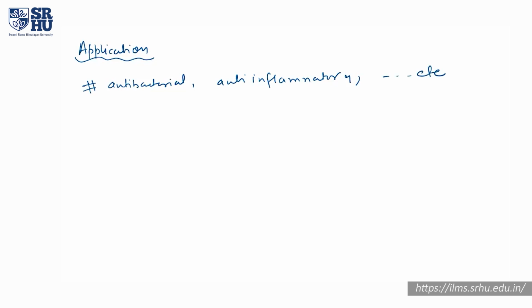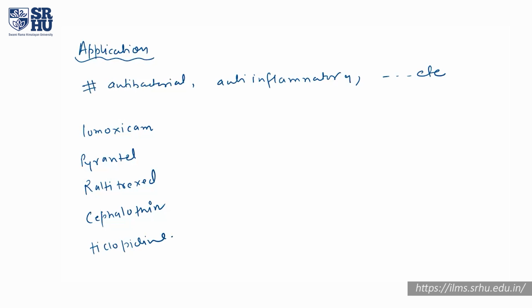A few examples of thiophene containing drugs are lornoxicam, which is an anti-inflammatory; pyrantel pamoate, which is an antiparasitic drug; raltitrexed, an anti-cancer drug; cephalothin, an antimicrobial; okay, ticlopidine, which is a platelet aggregation inhibitor. So this was all about thiophene.